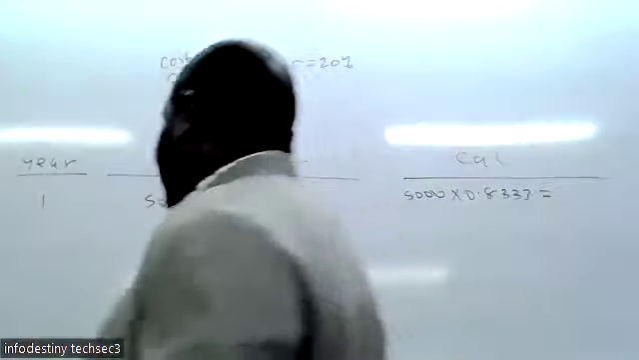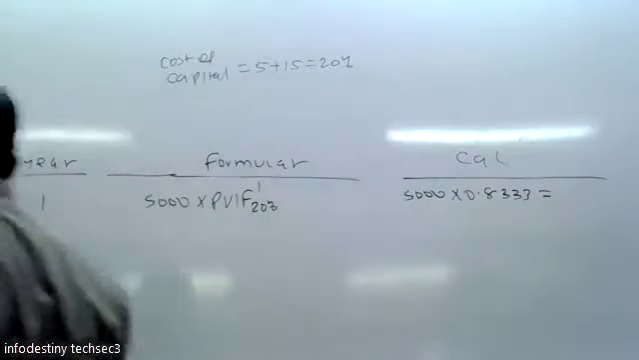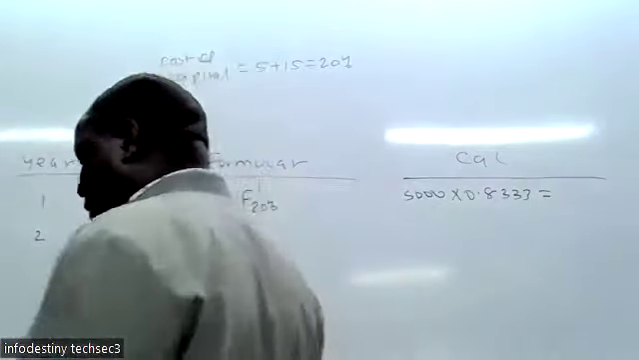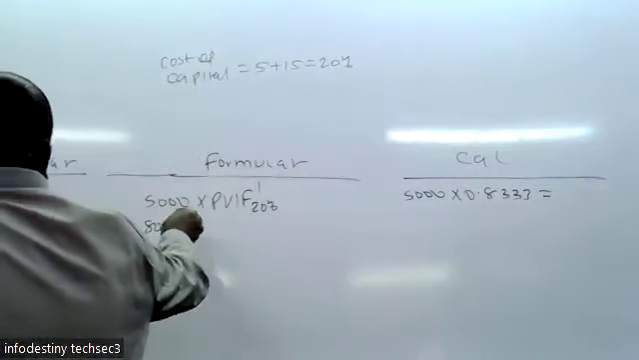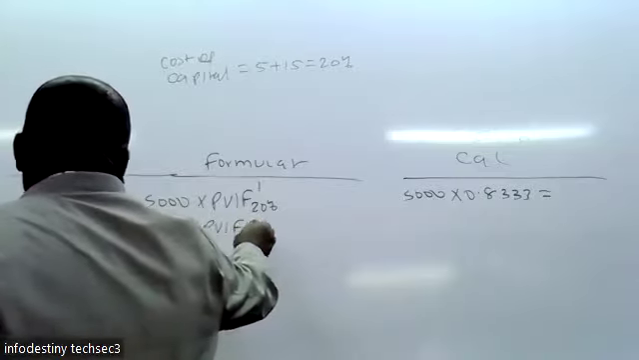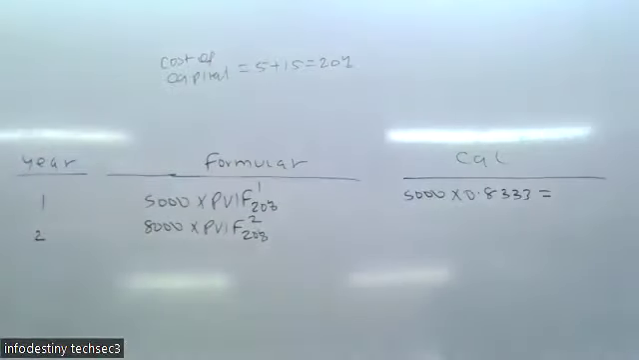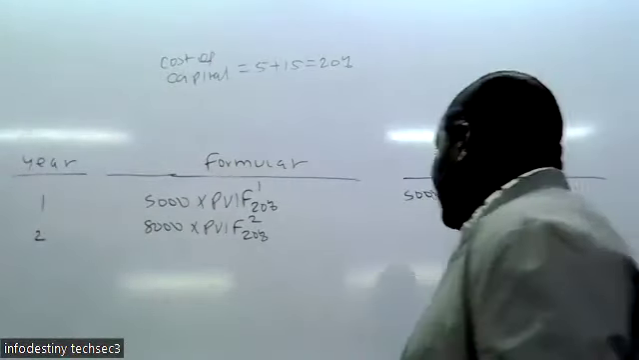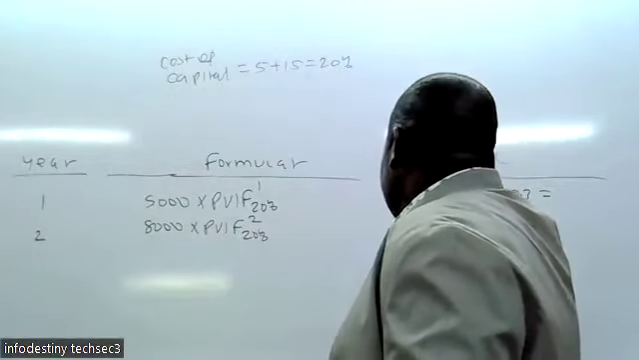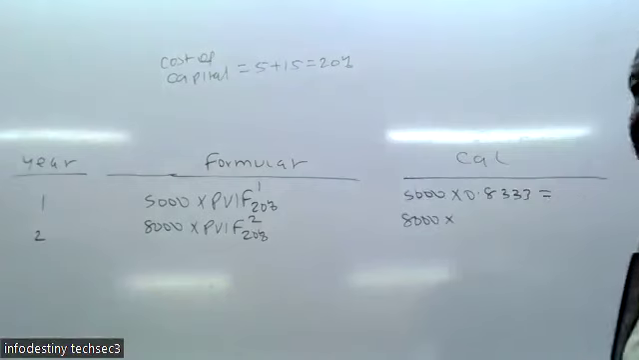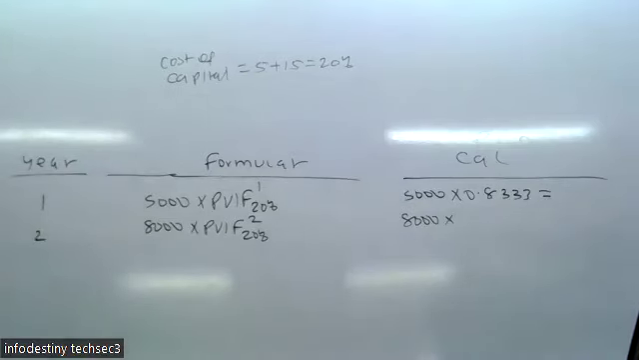Then we go to year 2. Year 2, it is 8 millions. So year 2 also, the cash flows are not the same as the other, so we still use the first table. So what is 20% in year 2 in the first table? Confirm and see what you get from there.